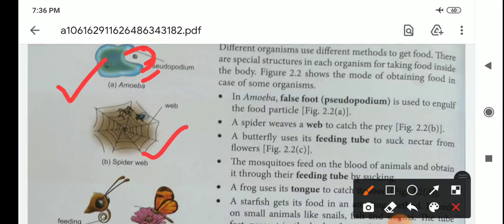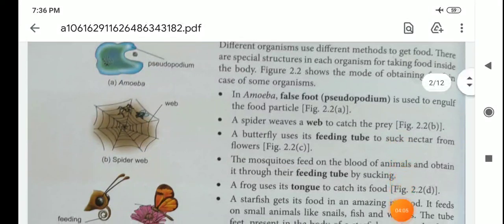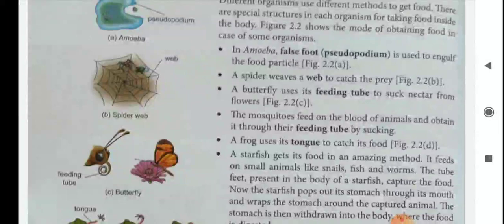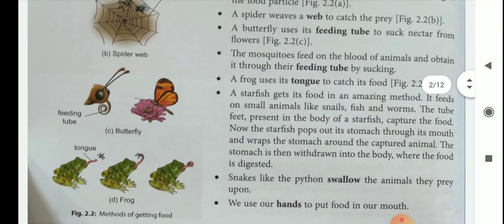A butterfly uses its feeding tube to suck nectar from flowers. This is the feeding tube. The mosquito feeds on the blood of animals, often through its feeding tube by sucking. Mosquito also, children, has a feeding tube. A frog uses its tongue to catch its prey. Here you can see.